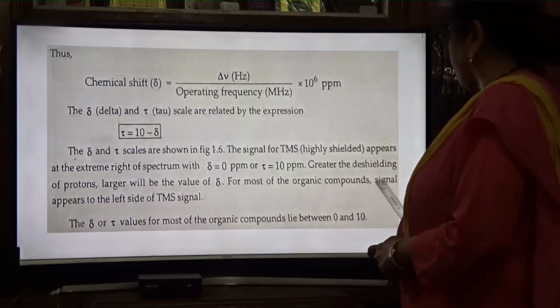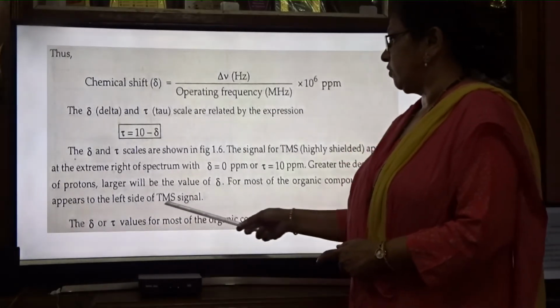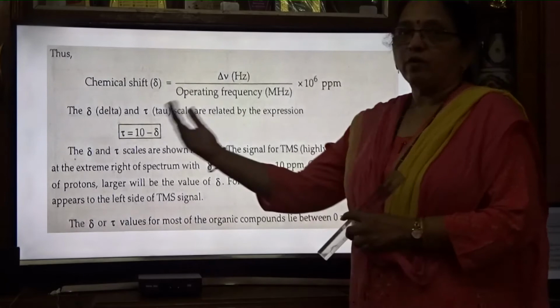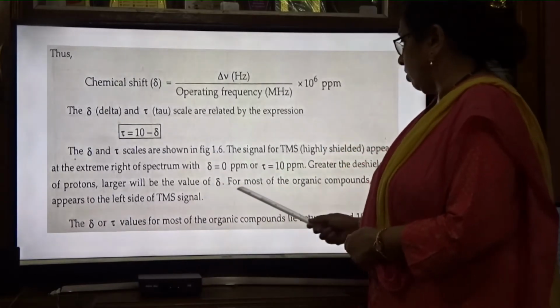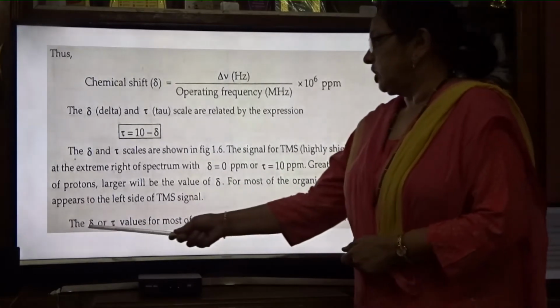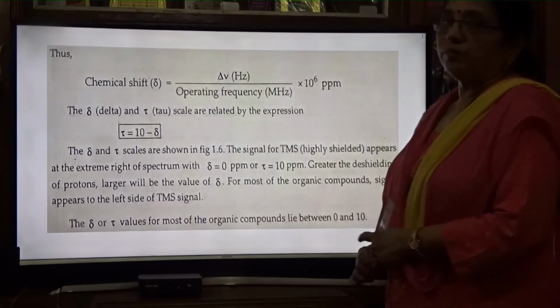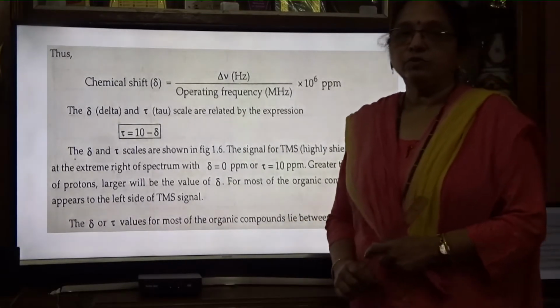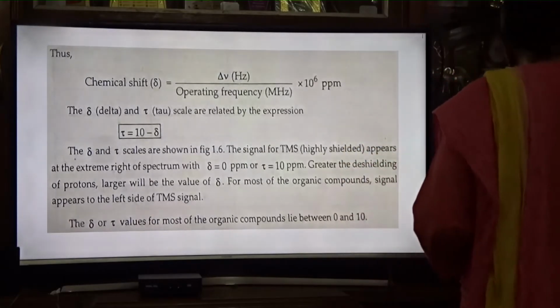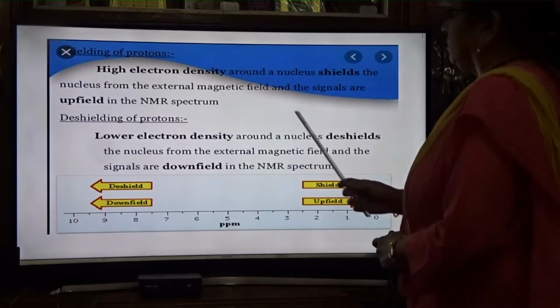For most of the organic compounds, the signal appears to the left side of the TMS signal. So to the left side of the TMS signal, all the organic compounds have their values. The delta or tau values for most organic compounds lie between 0 to 10.